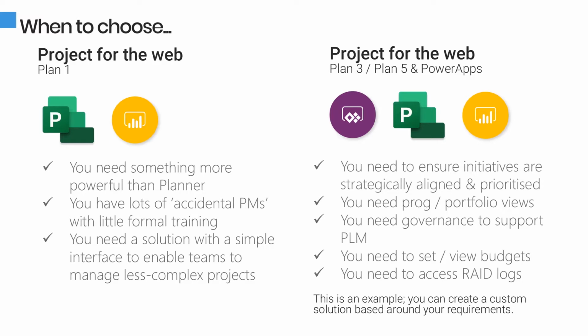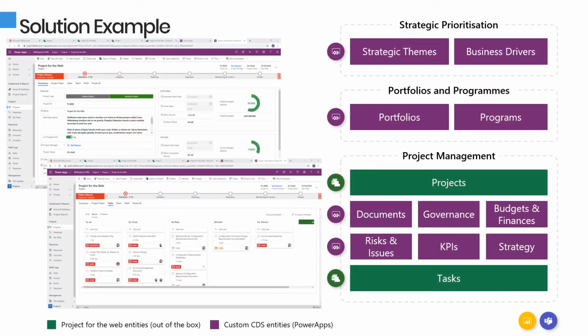So for example, the ability to add governance workflows to support the defined project life cycles, or giving them the ability to ensure the projects are strategically aligned and prioritized. That's just an example. There is obviously so much more that you can do with Power Apps. To illustrate further what you get with Project Plan 1 as a standalone license versus Plans 3 or 5 alongside Power Apps, take a quick look at this overview.